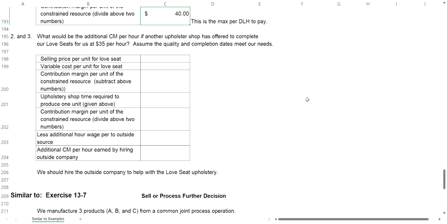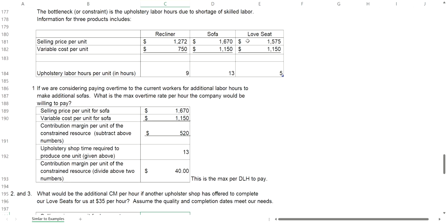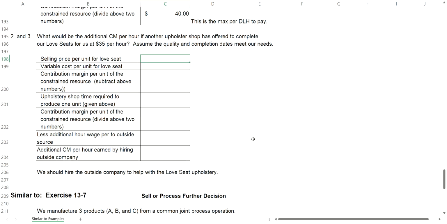Okay, let's look at the next scenario. What would be the additional contribution margin per hour if another upholstery shop has offered to complete our love seats for us at a cost of $35 per hour? Assume the quality and the completion dates meet our needs. Okay, so the selling price and variable cost for the love seat is $1,575 and $1,500. So I will fill that in. I will subtract to get a contribution margin of $425 per love seat.